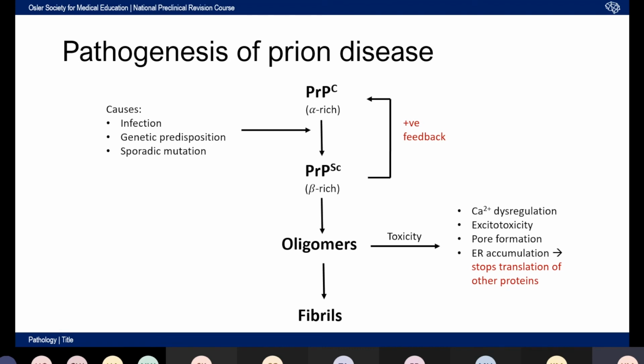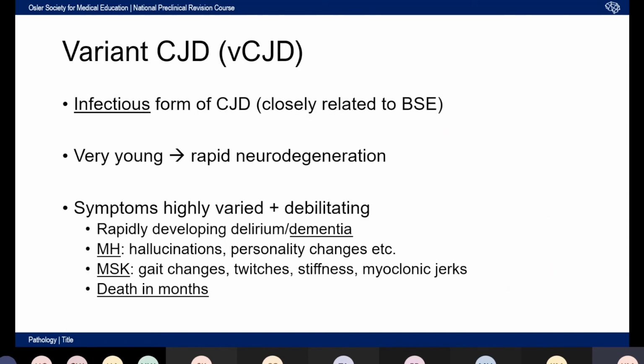If you look at some histology, which we definitely won't be doing today, you'll see really large acellular areas. In the later stages, you can actually see chunks of brain missing, which is really horrible. Anyway, there are a few different prion diseases, and today we're just going to focus on variant CJD. This is an infectious form of CJD, and CJD is a prion disease closely related to BSE, which is bovine spongiform encephalopathy.